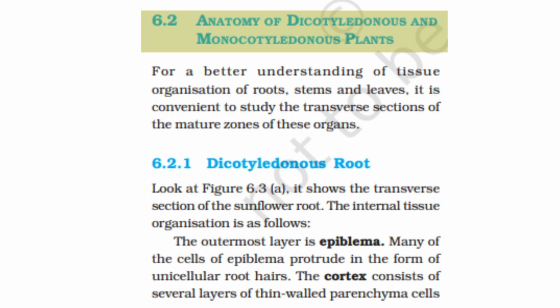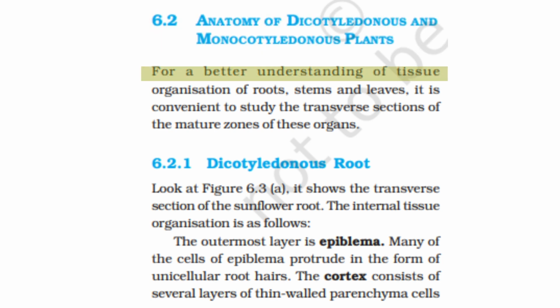Anatomy of dicotyledonous and monocotyledonous plants. For a better understanding of tissue organization of roots, stems, and leaves, it is convenient to study the transverse sections of the mature zones of these organs.